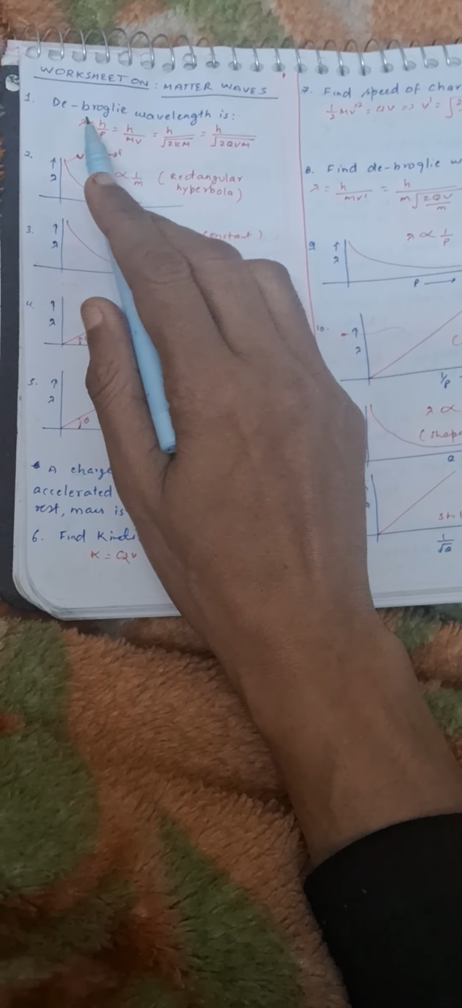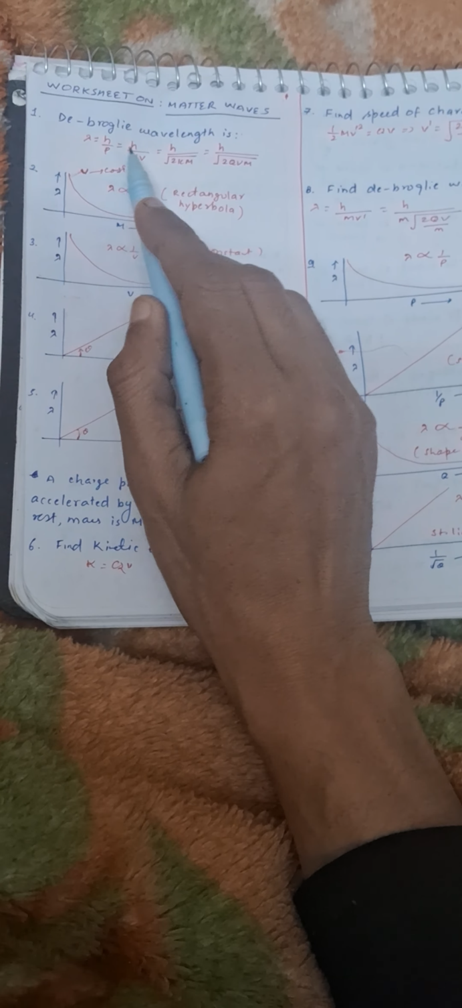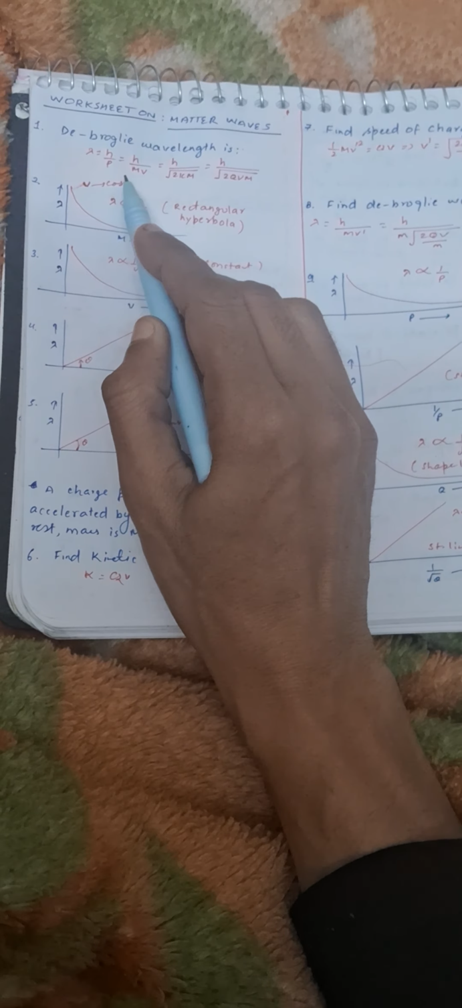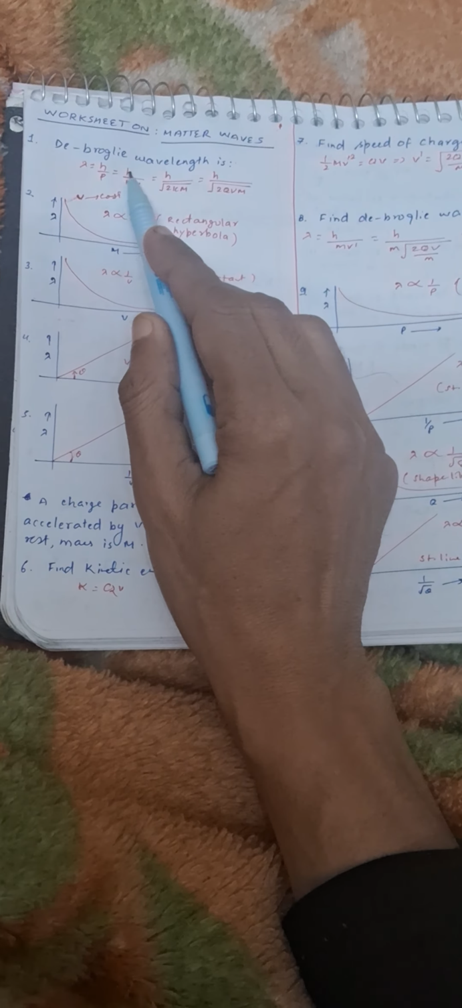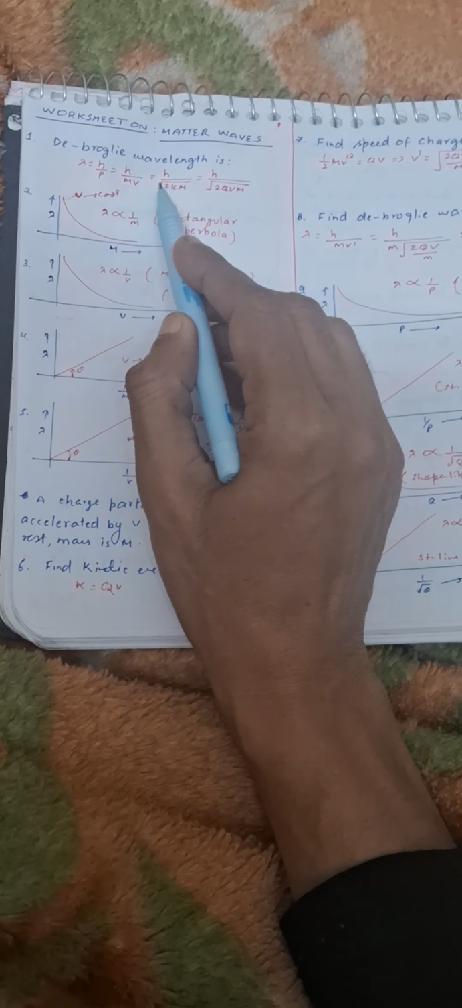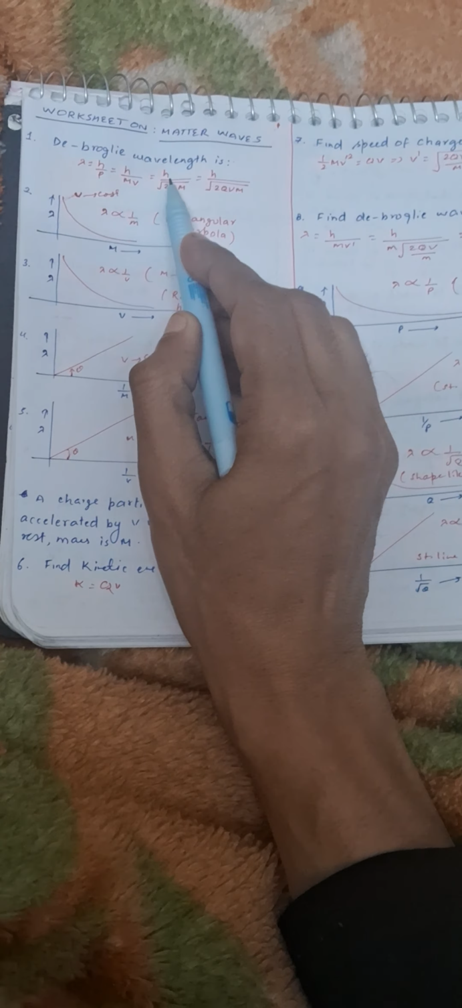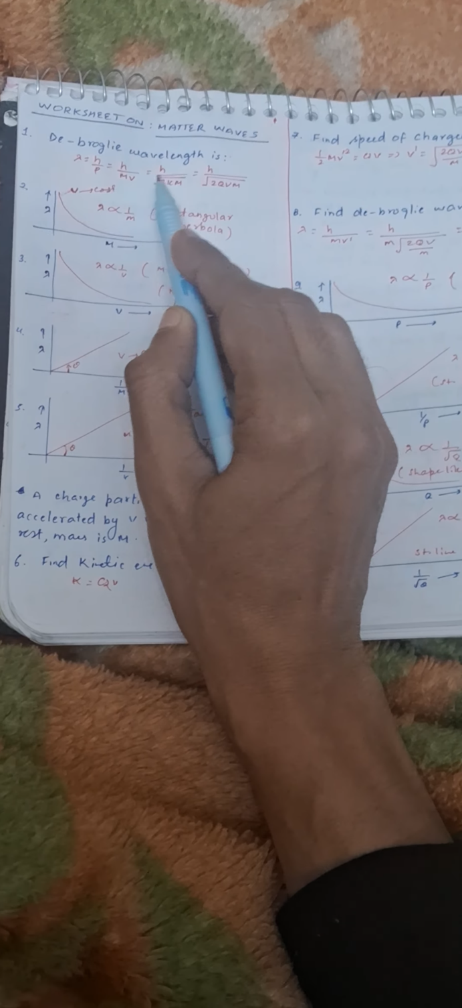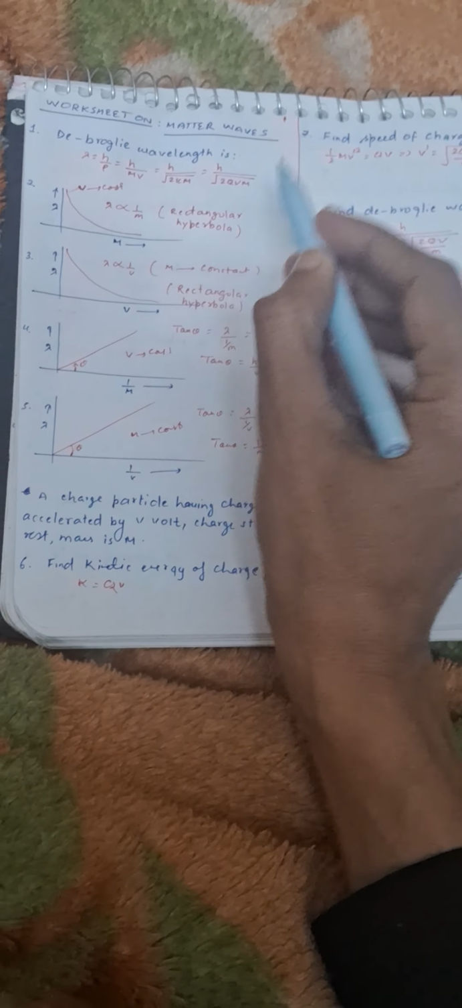The first question is: de Broglie wavelength is? So, de Broglie wavelength lambda is equal to h by p, where p is the momentum. p can also be written as m into v. So lambda can also be written as h by m v. Now we can write momentum in terms of kinetic energy as root 2 Km. So lambda can also be written as h divided by root 2 Km.